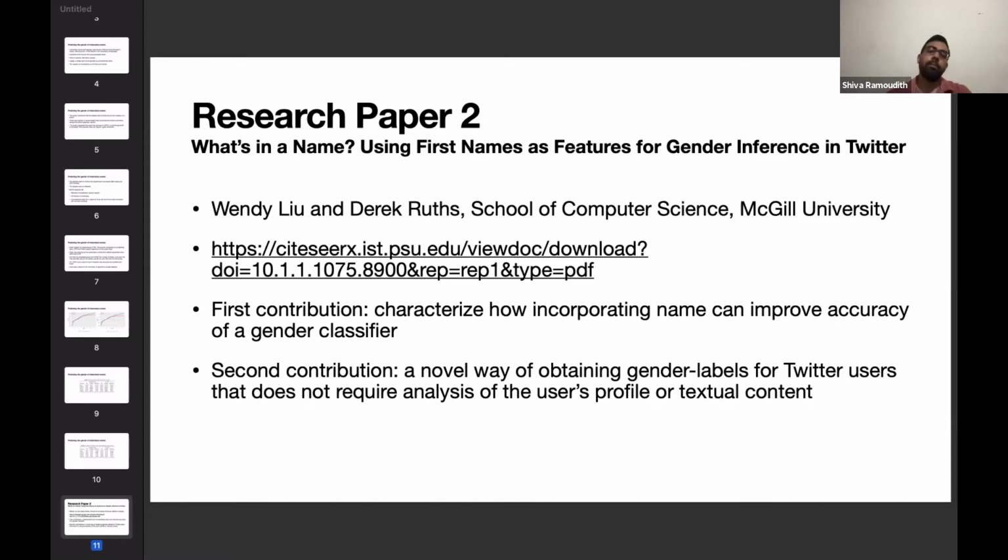Essentially the paper was broken down into 2 contributions. The first one characterizes how incorporating a name can improve accuracy of a gender classifier. The second contribution was a novel way of obtaining gender labels for Twitter users that doesn't require any analysis of the user profile or any sensitive data. Based on the presentation title, we'll be focusing on the first contribution: how do we characterize incorporating the name to improve the accuracy of a classifier?